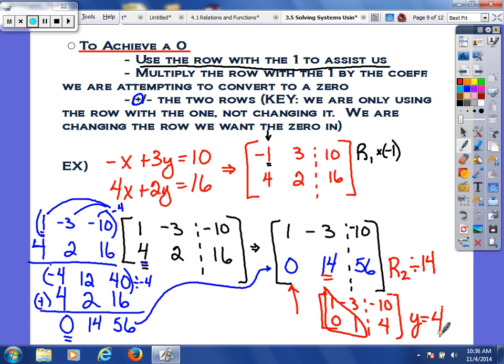What do I do to find my x? Back substitute. You can come all the way back up here to the beginning if you wanted to. Plug it in. You end up getting 12. You end up getting negative 2. The opposite of negative 2 is 2. So you end up getting x is 2 and y is 4. And you check it. 8 plus 8 is 16. It works in both of them.